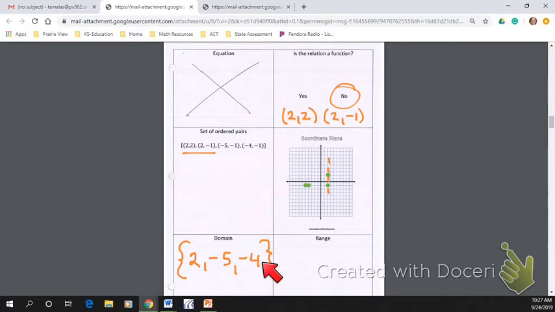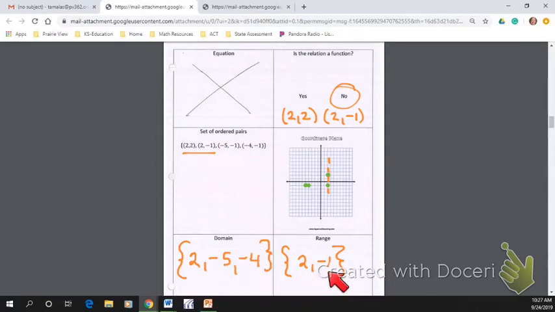Okay? All right, range. What's my range? All the y values. My y values are 2, -1, and that's it, right? You don't have to write it. If it occurs more than once, you don't have to write it more than once. So there's the items in my domain.